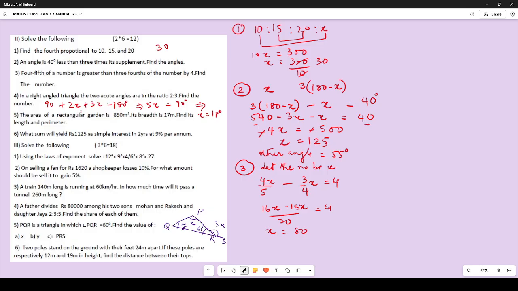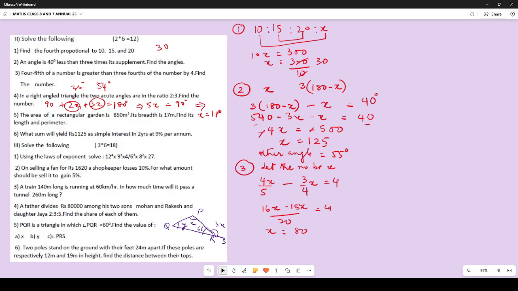So what does this become over here? So when x is 18 degrees, this angle becomes 36 degrees and this angle becomes 54 degrees.